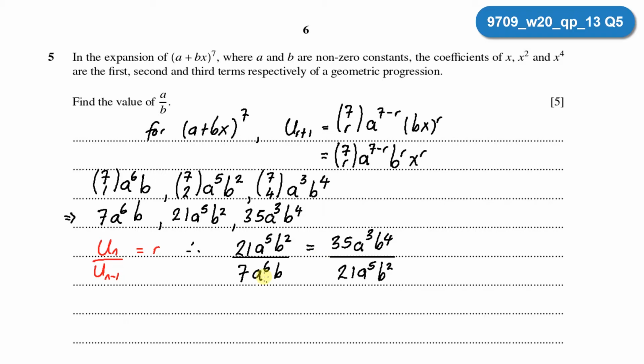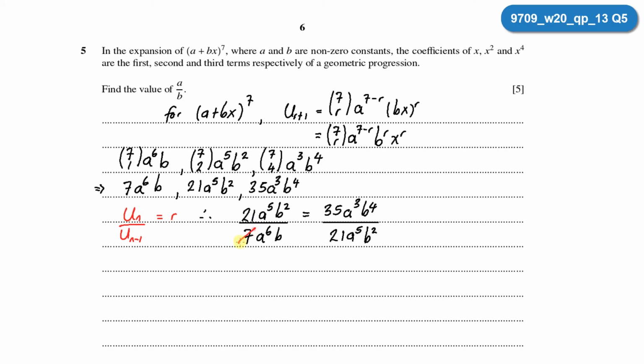So let's simplify this a bit. 7 goes into 21 3 times. And a to the power of 5 divides into a to the power 6 to give us a to the power 1 at the bottom. And b goes into b squared to give us b to the power 1 at the top. So what we remain with on the left side is 3b over a.